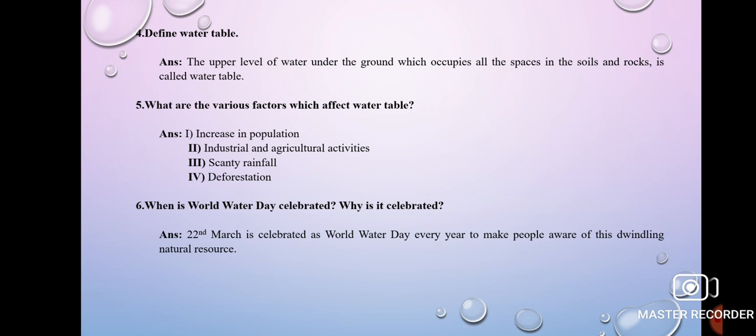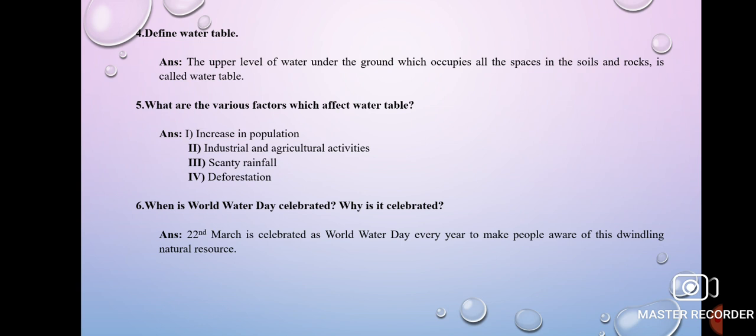Next, when is World Water Day celebrated? Why is it celebrated? Now 22nd March is celebrated as World Water Day every year, in order to make people aware of this dwindling natural resource. Dwindling natural resource means gradually diminishing natural resource.